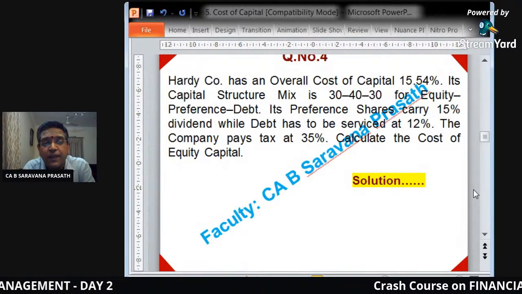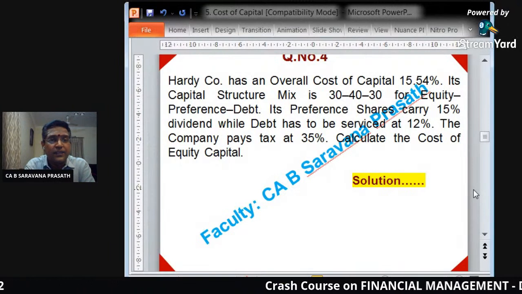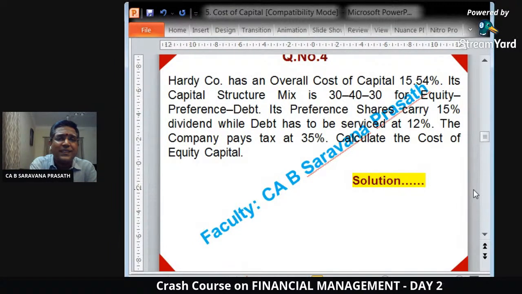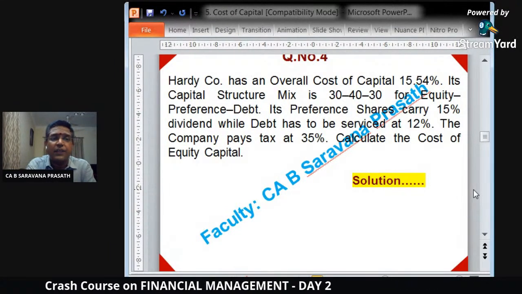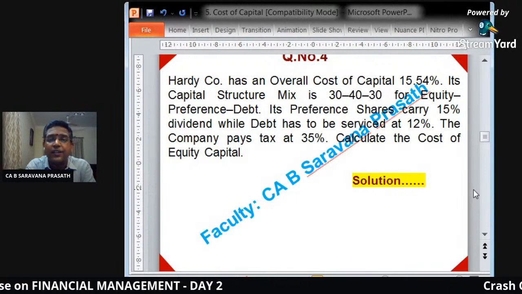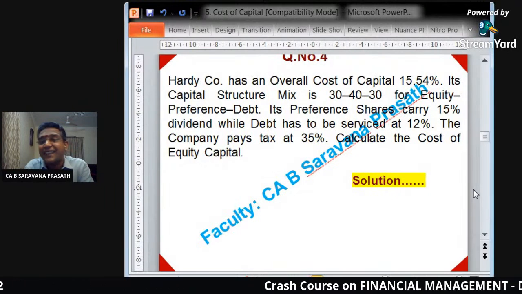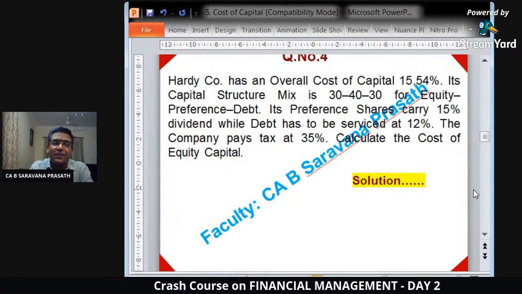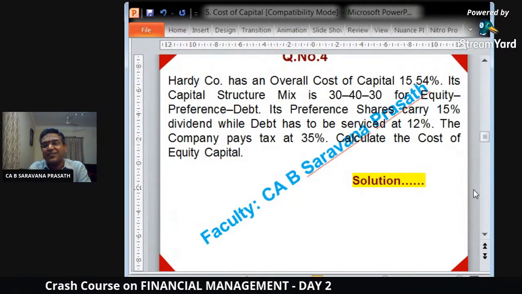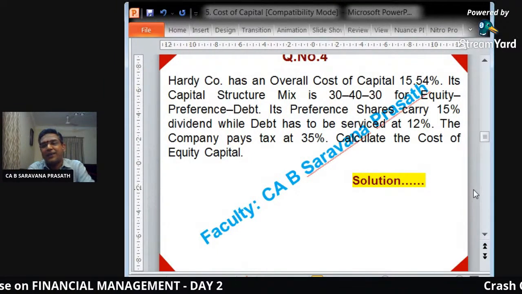Preference shares carry 15% dividend, KP 15%. Debt has to be serviced at 12%. Very good. Interest rate is equal to 12%. The company pays tax at 35%. Calculate the cost of equity capital.